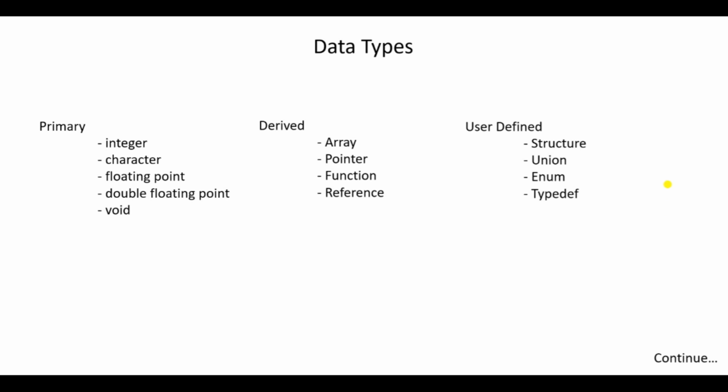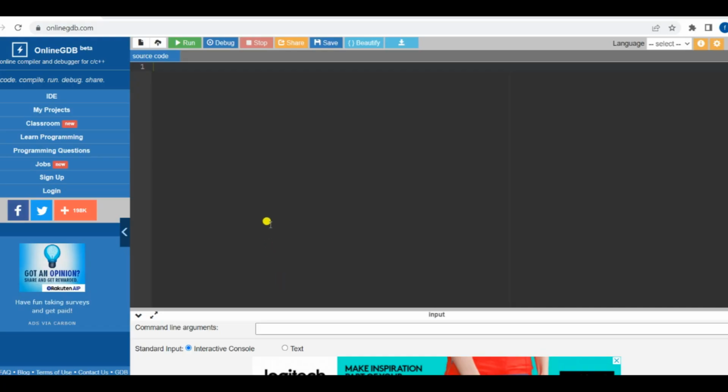We will see all derived and user defined types in upcoming videos. Today we will only learn about the basic one, the primary. So let's start with programming now. Here we have our online GDB. I have deleted all the existing content. So let's write from scratch.